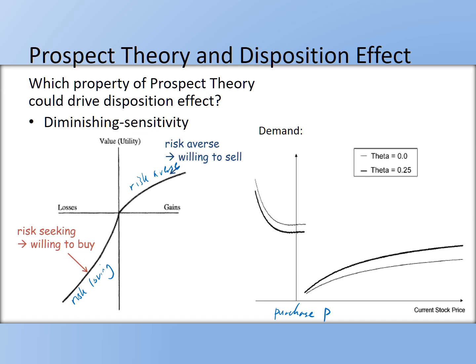Right. So what do you see? What you see is the demand for a particular stock drops when the price goes up by a bit. So people sell. Now it starts to go back up again. Now this is due to what we call the house money effect.